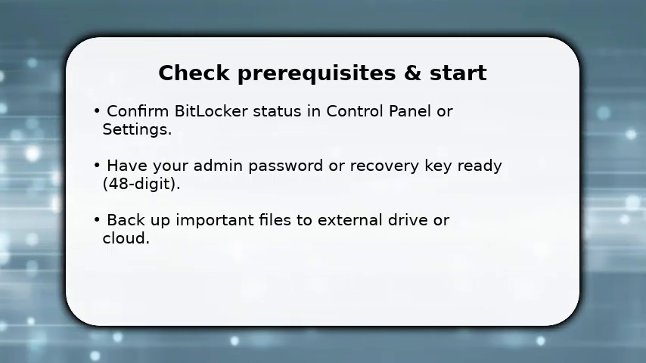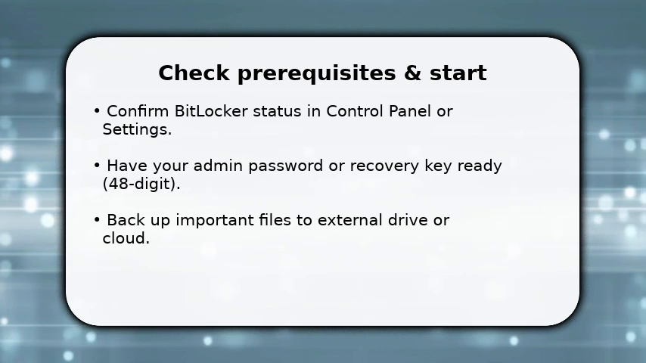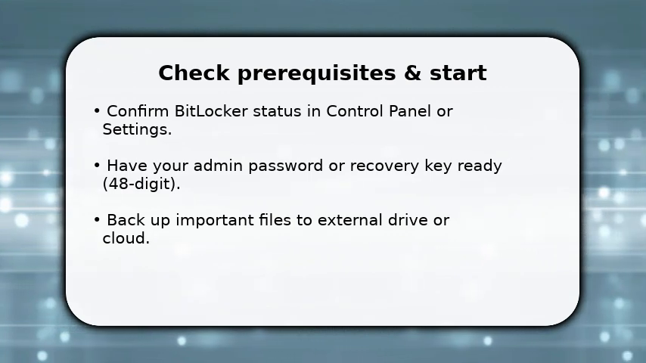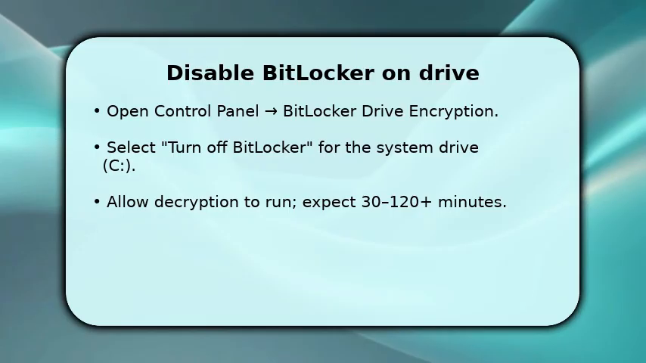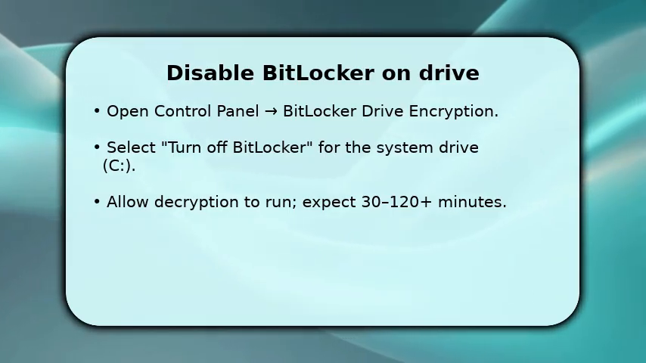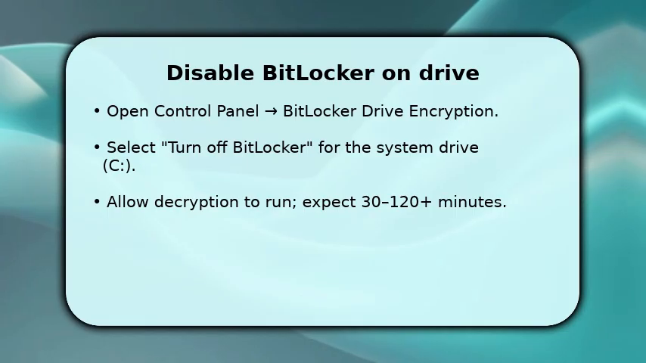Now open the BitLocker Management tool so you can move directly into disabling encryption. You select the system drive in BitLocker Drive Encryption and click Turn off BitLocker. This starts decryption. Do not interrupt power or close your laptop.